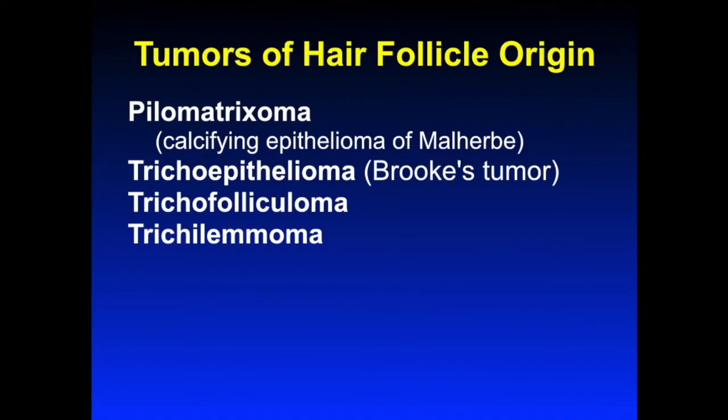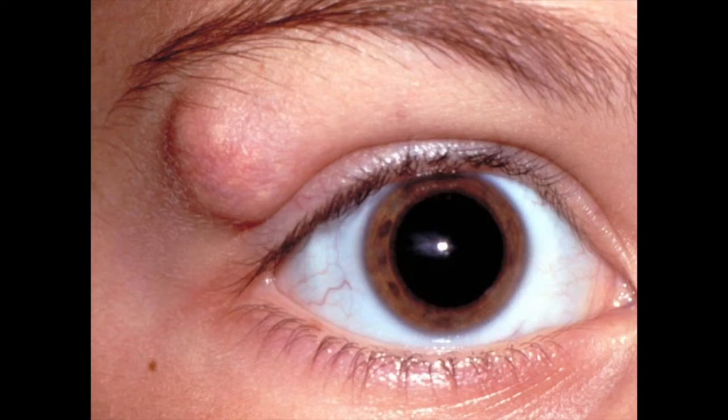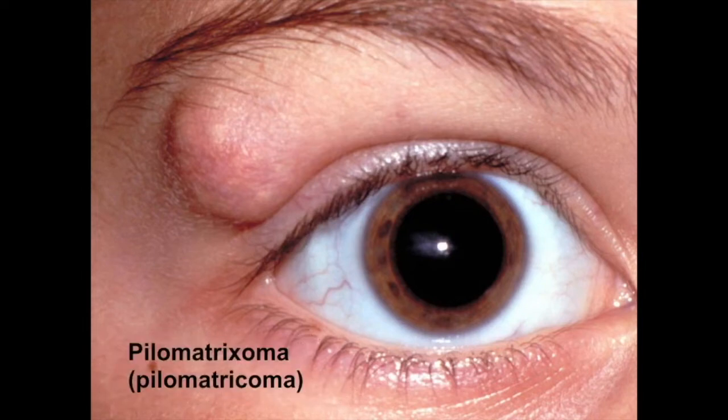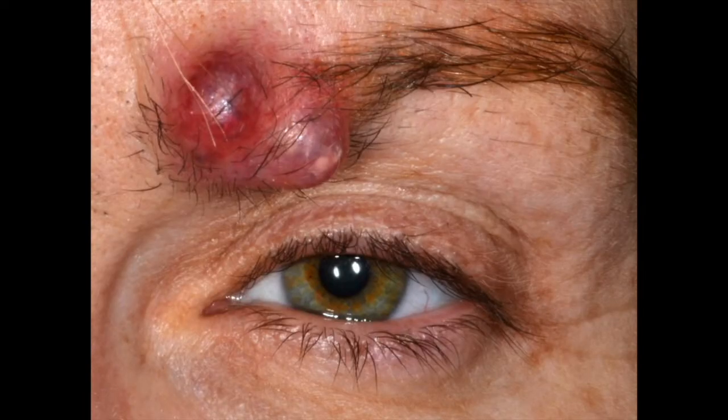Tumors of hair follicle origin, the one you should know about is pilomatrixoma, or the calcifying epithelioma of Malherbe. Trichofolliculomas and trichilemmomas are pretty uncommon. There's a pilomatrixoma. They frequently are seen near the brow. They may have a reddish appearance. There's two spellings of this, pilomatrixoma or pilomatricoma. Here's an adult with a characteristic reddish pilomatrixoma.